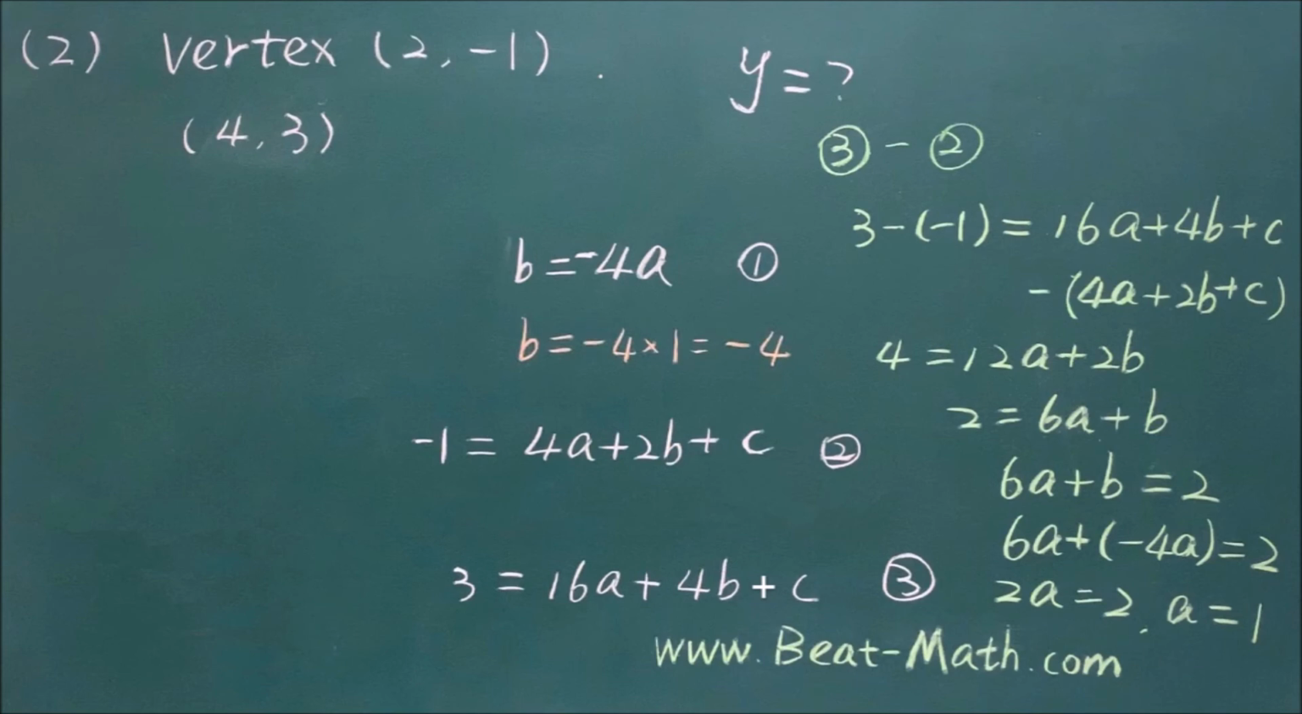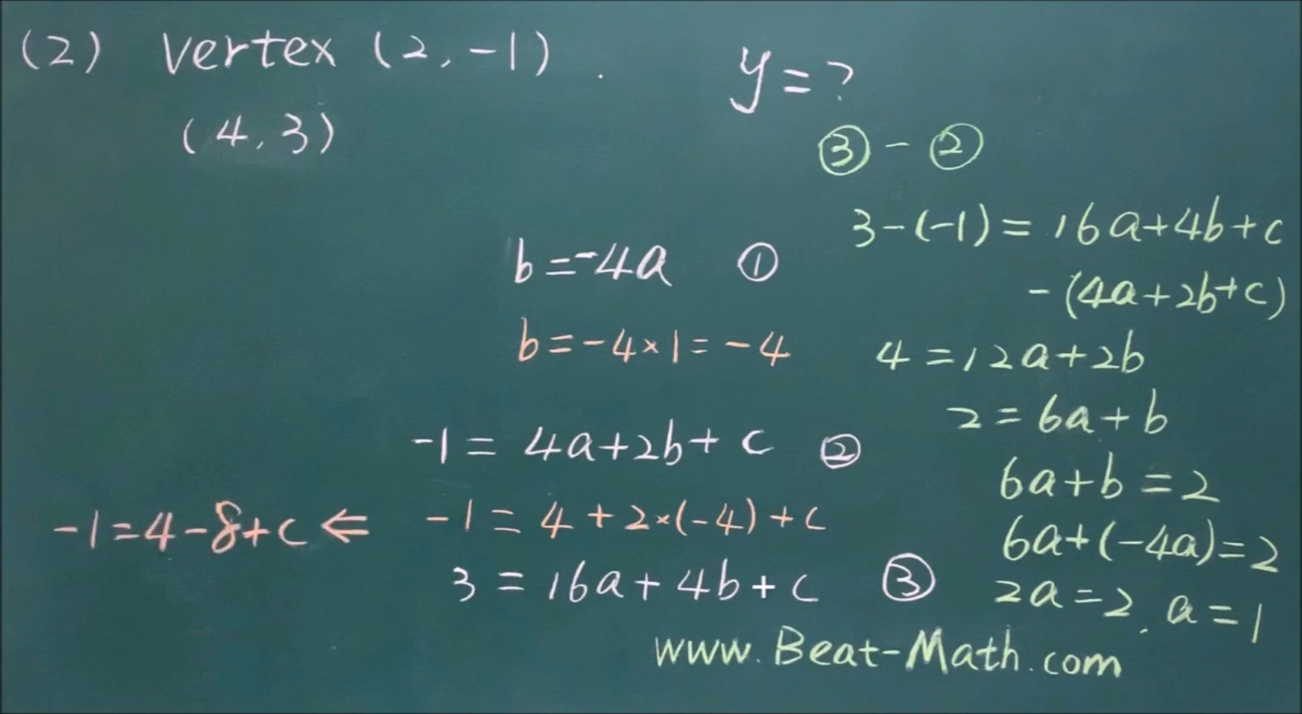Then we plug a equals 1 and b equals negative 4 into equation 2, and it becomes negative 1 equals 4 plus 2 times negative 4 plus c, which is negative 1 equals 4 minus 8 plus c. So we get c equals 3. So now we know the expression of the function is y equals x squared minus 4x plus 3.